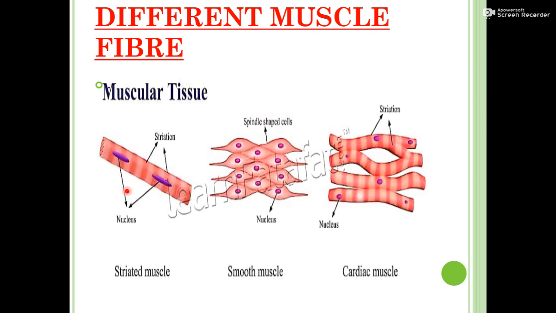These muscles are always present in those areas where we can move the muscles according to our wish. For example, hand muscles, leg muscles, tongue, these are those muscles. Because these kinds of muscles can move according to our wish, that's why these muscles are also known as voluntary muscles. What muscles? Voluntary muscles.